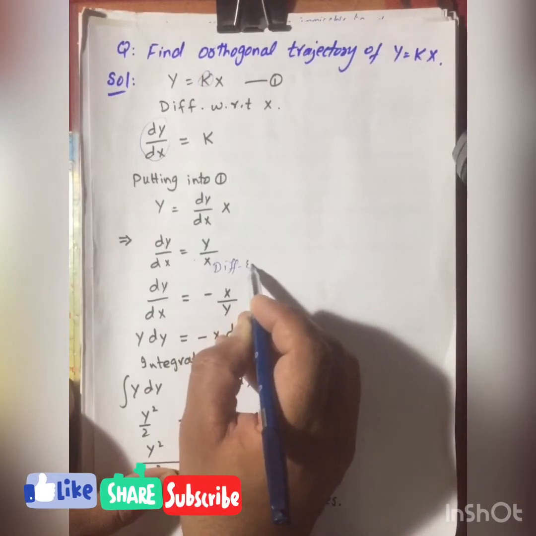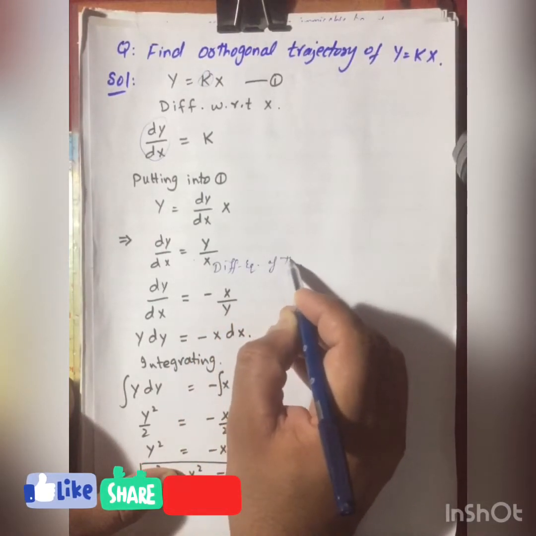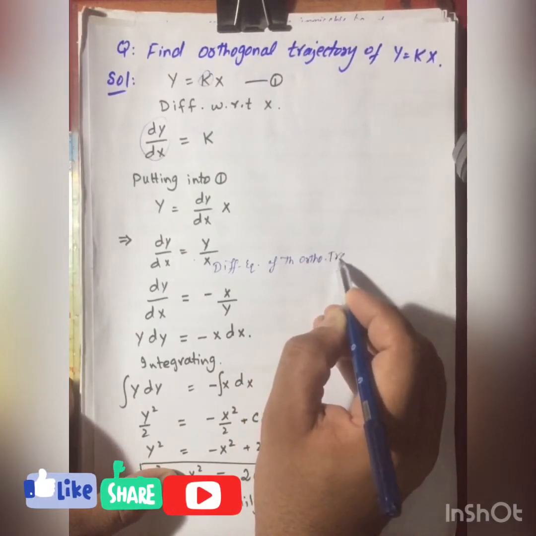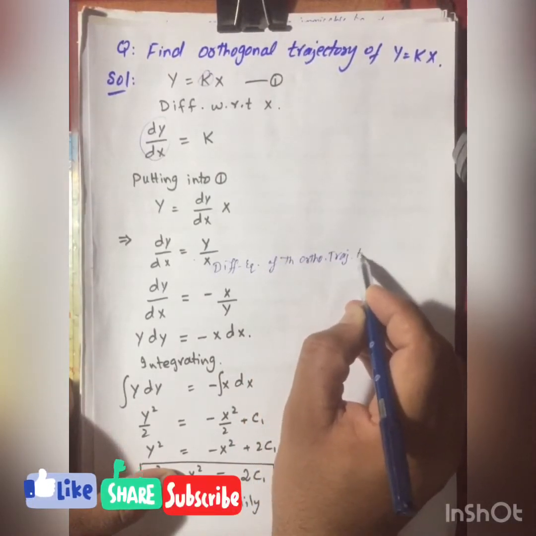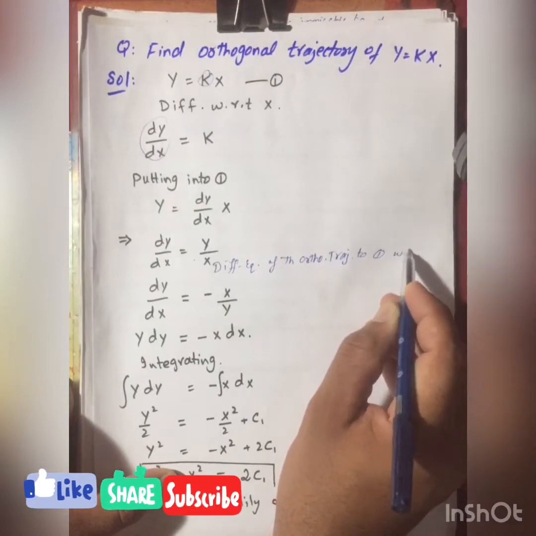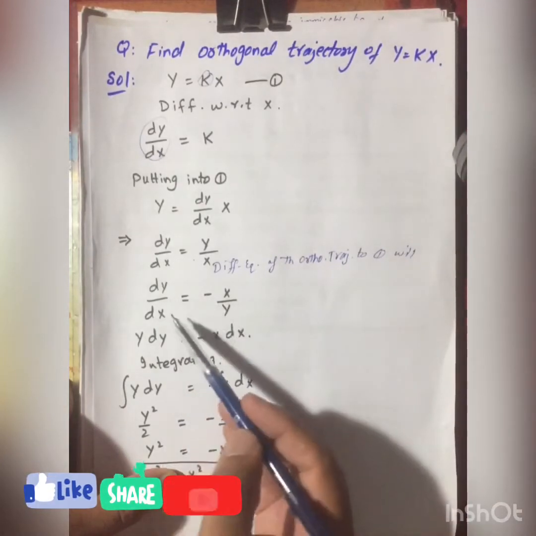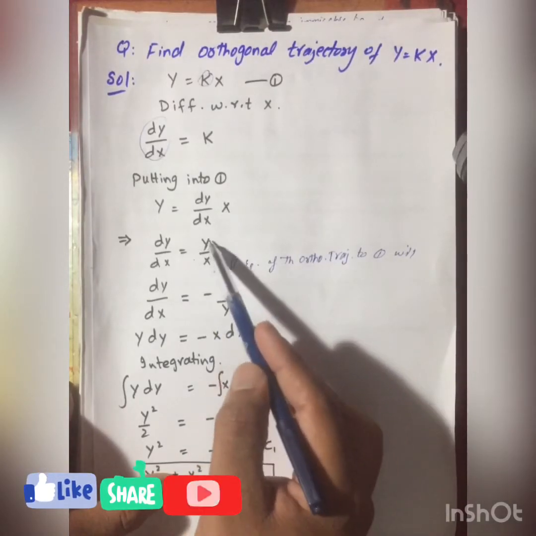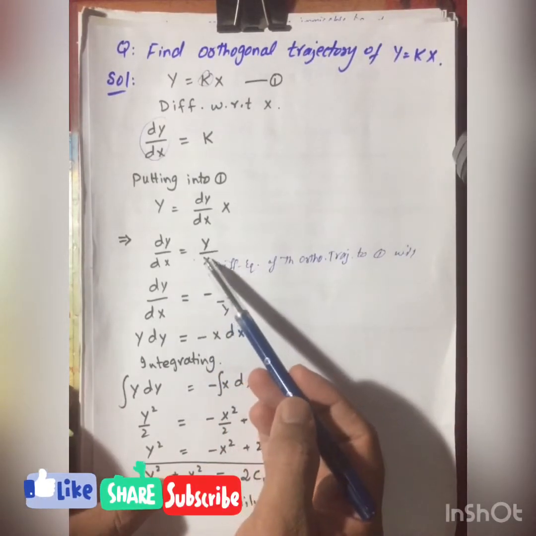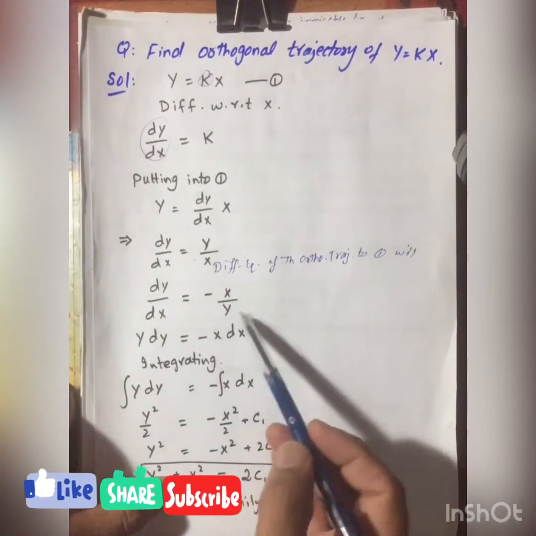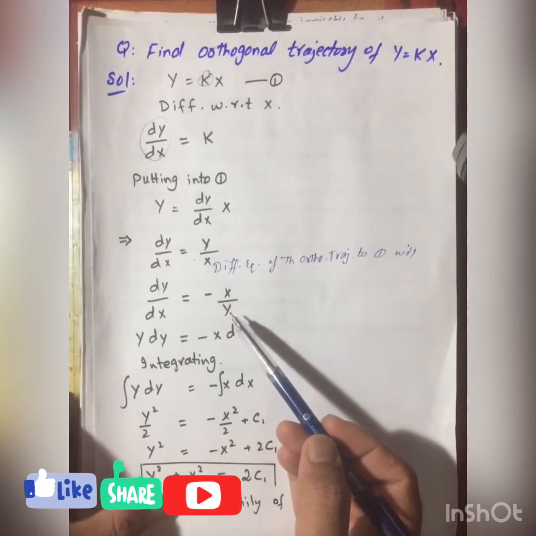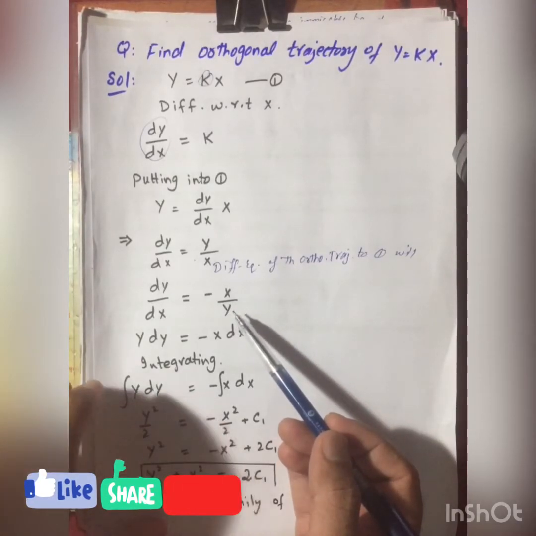So the differential equation of the orthogonal trajectory to 1 will be equal to the negative reciprocal of the derivative, minus x over y. This will be reciprocal, this will be inverted, this will be reversed. Minus x over y. This is again a separable equation. You will separate the x and y variables.